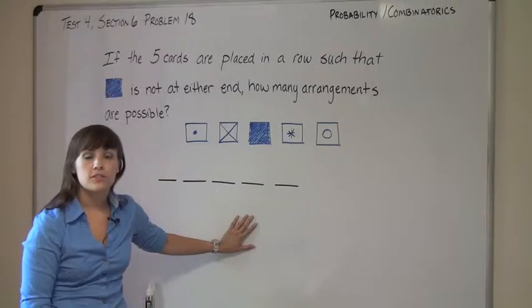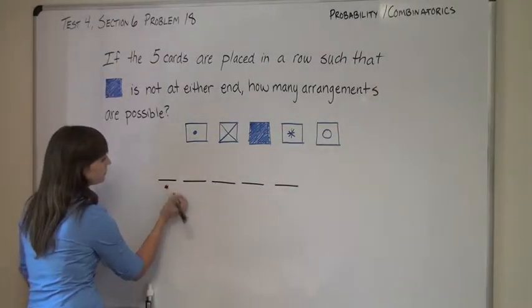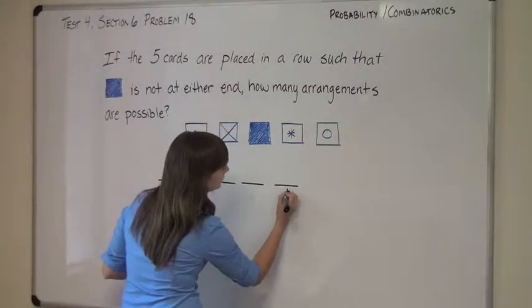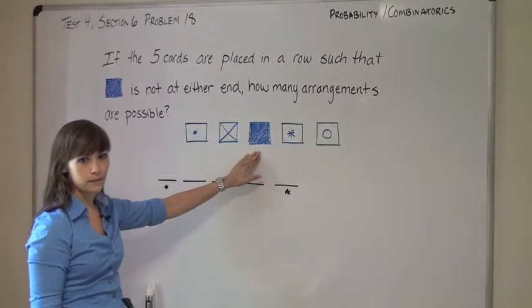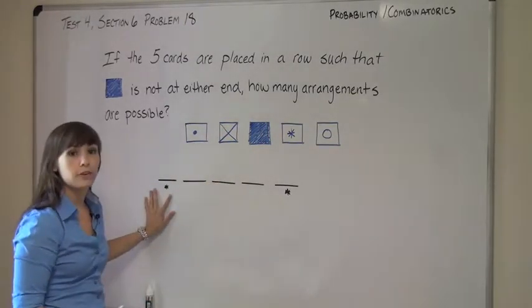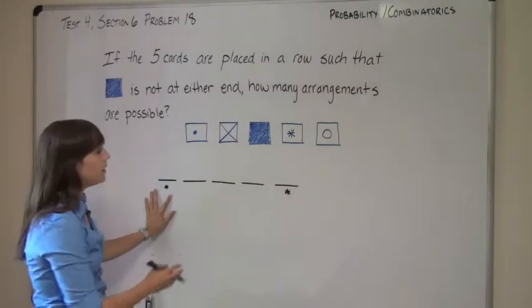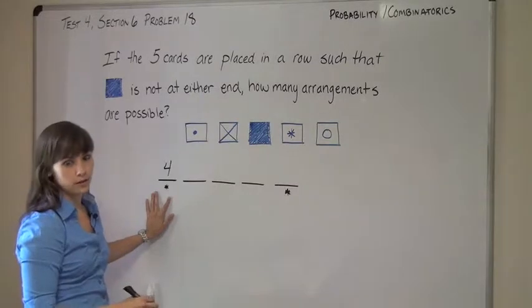So which of these positions have restrictions on them? Well, this one does, and this one does. And that restriction is that you cannot place this shaded one there. So, when I ask myself, how many options do I have for which card to put at this slot? The answer is 4, because only 4 of these cards can go in that slot.